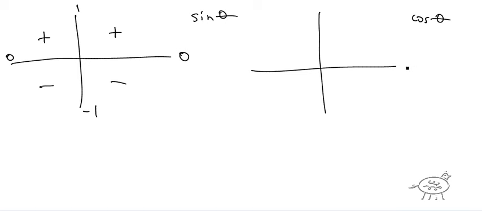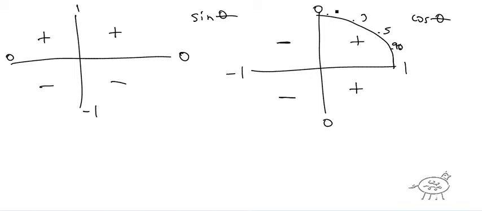Cosine of 0 is 1. This is 0, negative 1, and 0. So between 1 and 0, it's positive. Between 0 and negative 1, it's negative. Between negative 1 and 0, it's negative. And between 0 and 1, it's positive. Basically, we're going to get values like, here it's 1, and then as we work our way around the unit circle, it's going to be 0.9, 0.5, 0.3, 0.1, 0.001, right? These are all positive values. Okay, so that's for cosine. What about tangent? Let's talk about tangent.